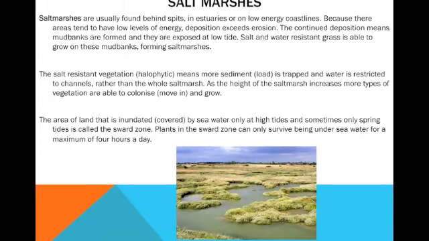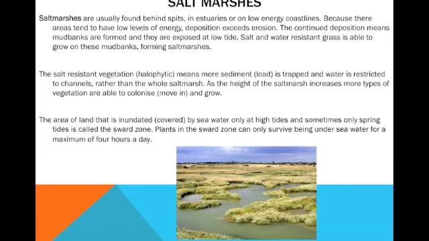So, salt marshes. Salt marshes are usually found behind spits, in estuaries, or on low-energy coastlines. Because these areas tend to have low levels of energy, deposition exceeds erosion. The continued deposition means mud banks are formed and they are exposed at low tide. Salt and water-resistant grass is able to grow on these mud banks, forming salt marshes. The salt-resistant vegetation, which we call halophytic, means more sediment load is trapped, and water is restricted to channels rather than to the whole salt marsh.